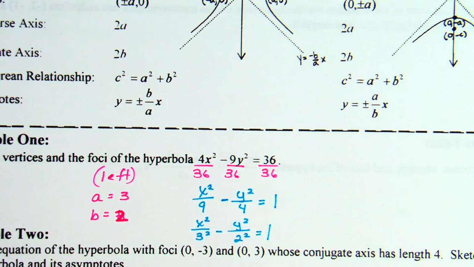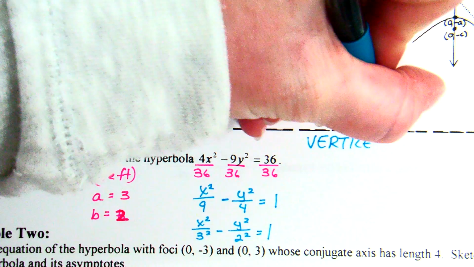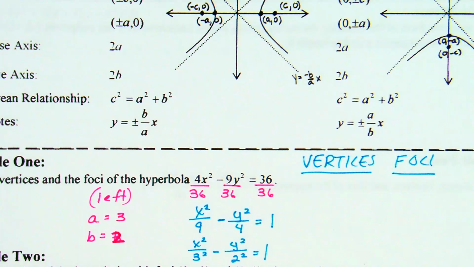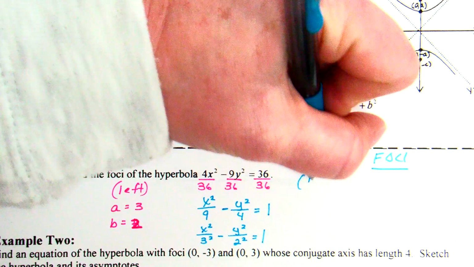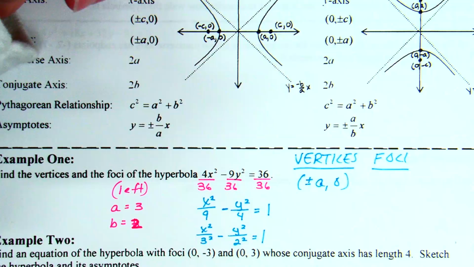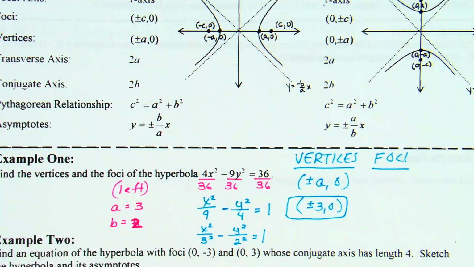Okay. So they asked me to find vertices and foci. So it's a left column problem. What's it say up there about vertices? Formula says plus or minus a, comma 0. So what are my vertices? Plus or minus 3, comma 0. Okay? Foci. Okay, my formula says plus or minus c, comma 0.